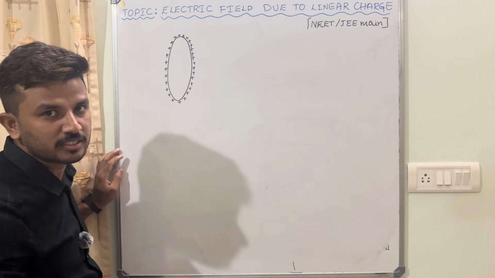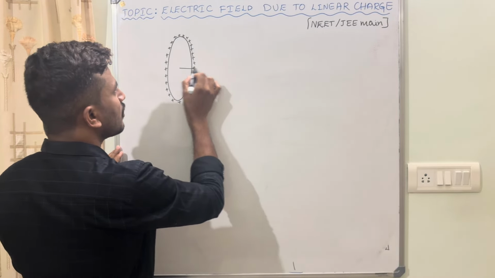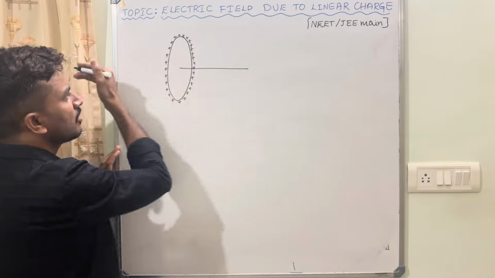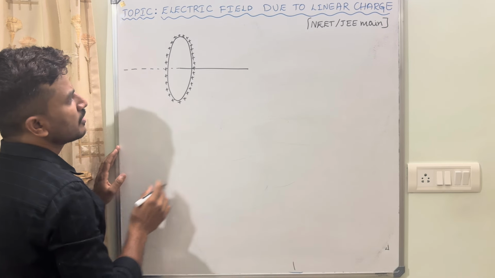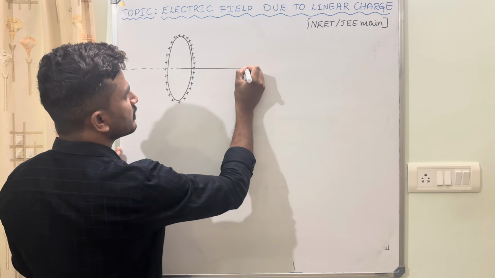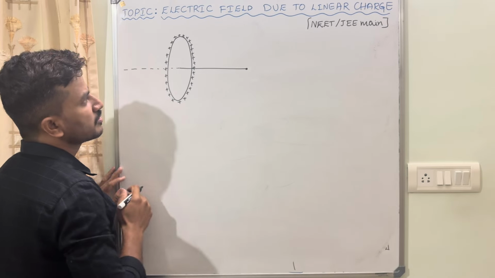So on which charge is distributed? What is the electric field along the x-axis? Maybe this side or this side. You can consider this side also. Okay, first I'll consider this side. The same electric field will be on this side but outwards.